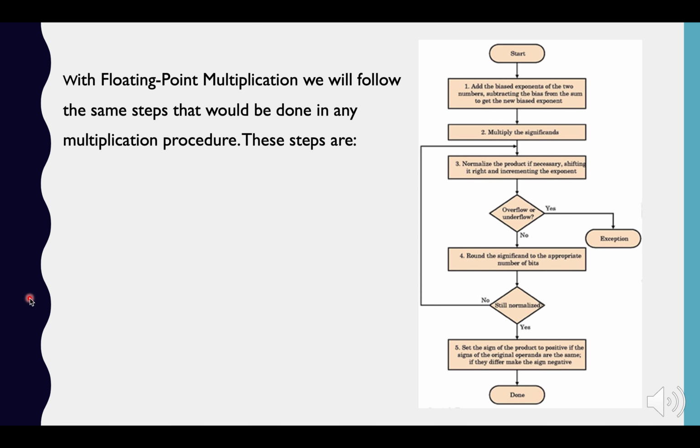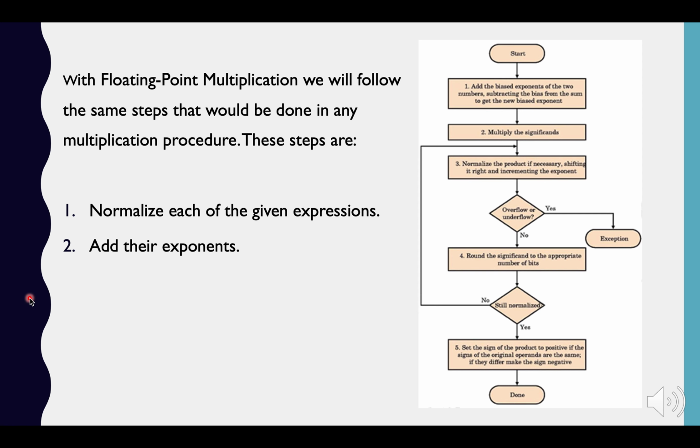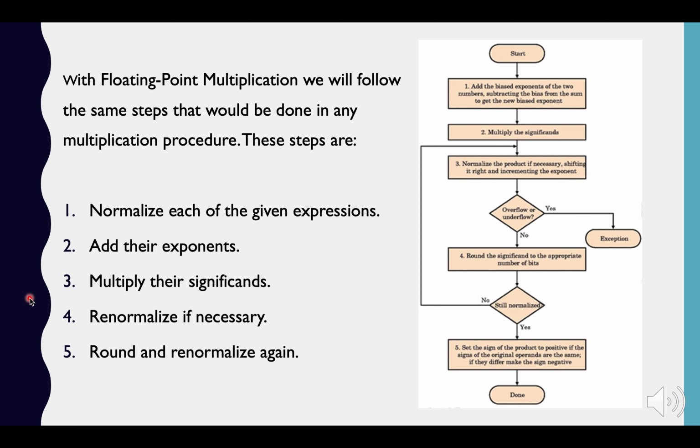We can solve floating point multiplication similarly to how we solve regular multiplication. We have to follow these steps. First, we start off by normalizing each of the given expressions, adding their exponents and multiplying their significands. Then, we have to renormalize the answer if necessary. Following that, we round and we renormalize again, and then we end with determining the sign of the product.